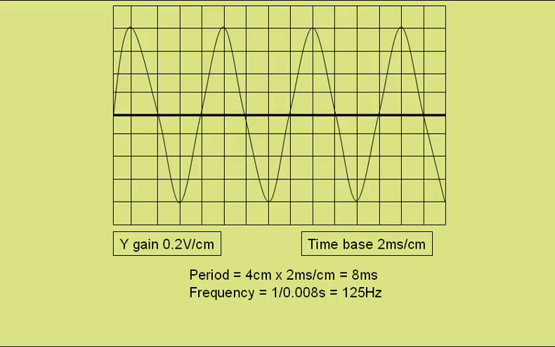If there are a large number of waves on the screen, it would be more accurate to find the time taken for several waves and then divide by the number of waves. For example, we could take the trace from here to here, maybe, which covers 1, 2, 3 complete waves.